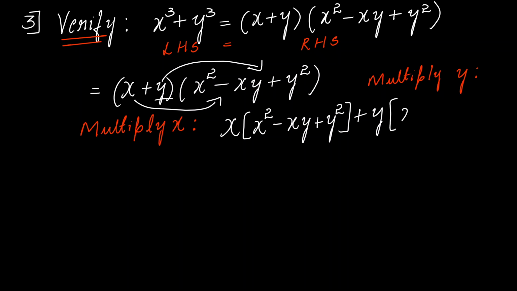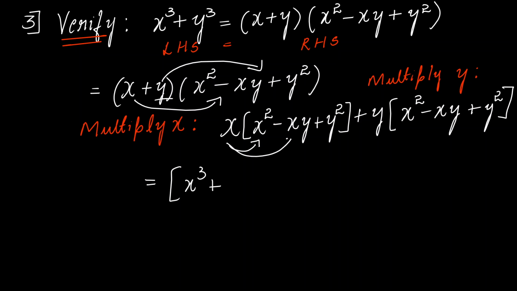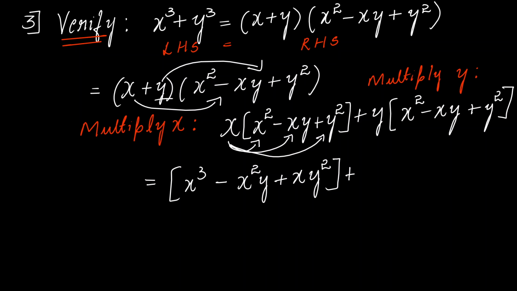Now let's solve this. So x into x square is x cube, then x into xy is x square y, plus x into y square is xy square. Now let's move to the y term. In the y term, we have y multiplied by x square minus xy plus y square. So y into x square is x square y. And why am I writing x first? Because in the alphabetic letters, x comes first, right? That's why I am writing x square y.